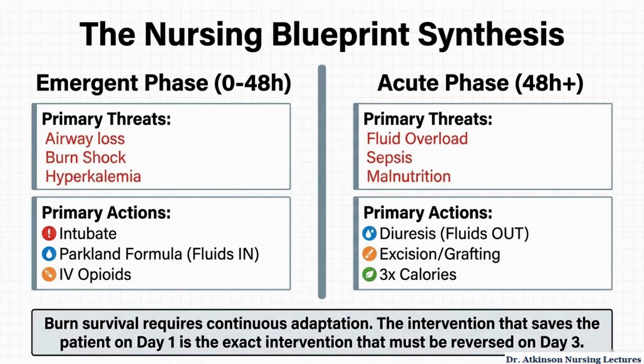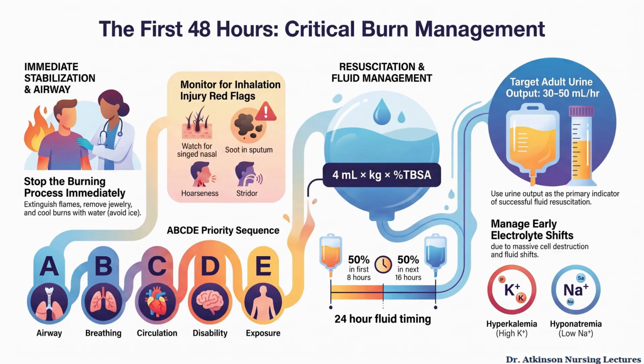The emergent phase threatens airway loss, burn shock, and hyperkalemia, so you intubate, run the Parkland Formula, and give IV opioids. The acute phase threatens fluid overload, sepsis, and malnutrition instead, so you shift to diuresis, excision and grafting, and triple caloric intake. The exact intervention that saves your patient on day 1 is often the one you must reverse by day 3.